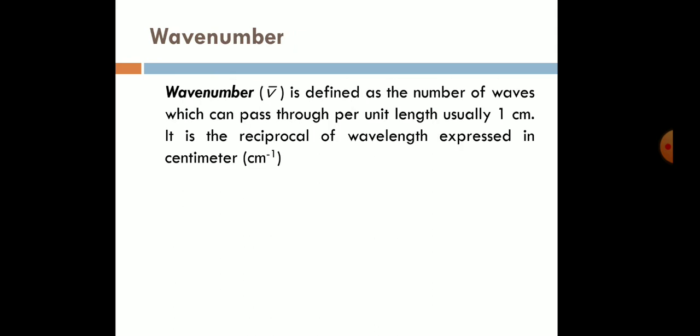The third characteristic is wave number. Wave number is denoted by the symbol nu bar and it is defined as the number of waves which can pass through a distance which is per unit length and it is usually 1 centimeter. It is the reciprocal of wavelength and is expressed in centimeter inverse.